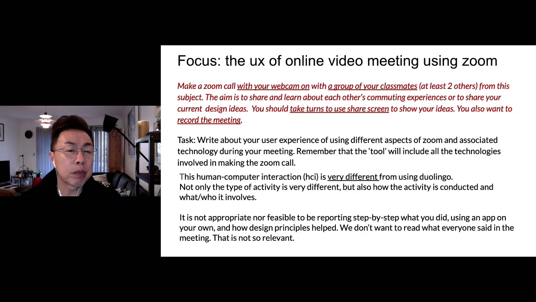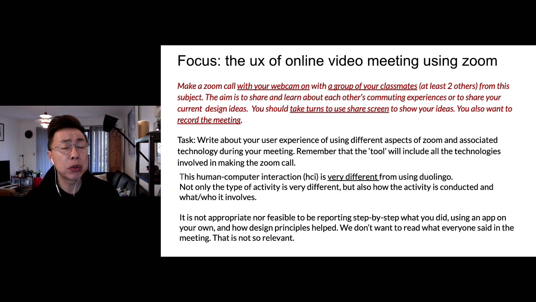Okay, so now the focus of Journal 2, I've made it a lot clearer than what I did before, so I hope you get the latest document from Canvas. The focus I want you to think about in this human-computer interaction in Journal 2 is that you want to make a Zoom call with your webcam on. So you will show yourself on video and other people can see you. And this will be with a group of your classmates, at least 2 others. So you and 2 others, the minimum. It could be more, but the minimum is 3 people having a Zoom call together. And probably from this subject.